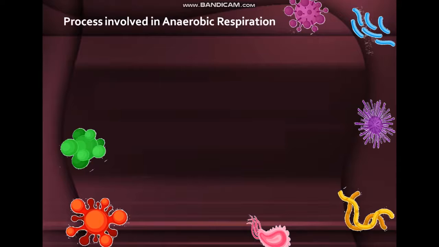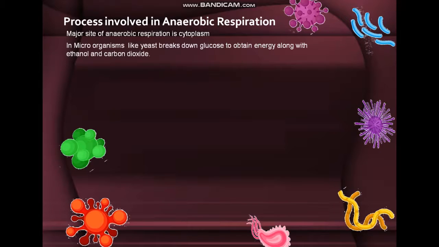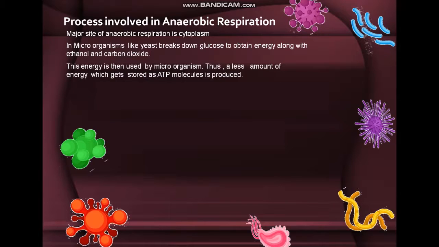Next is the process involved in anaerobic respiration. The major site of anaerobic respiration is the cytoplasm. Microorganisms like yeast break down glucose to obtain energy along with ethanol and carbon dioxide. This energy is then used by the microorganisms. Thus, a lesser amount of energy, which gets stored as ATP molecules, is produced.